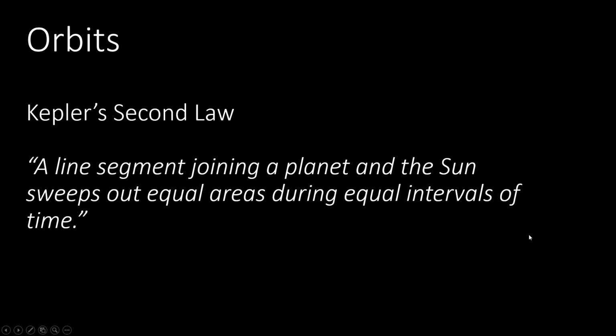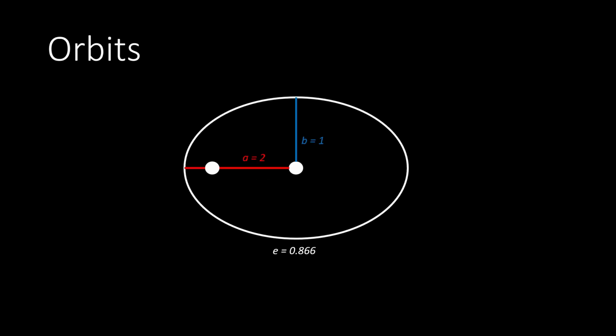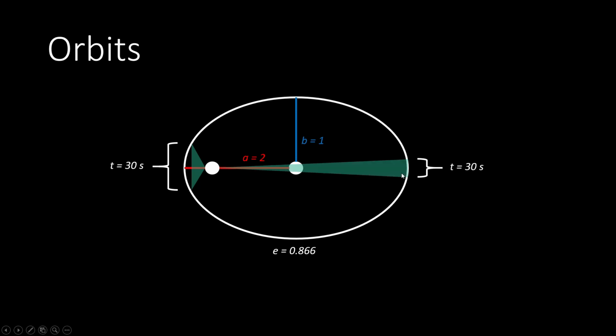This brings us to Kepler's second law, which is that a line segment joining a planet and the sun sweeps out equal areas during equal intervals of time. Specifically, if we have the Earth at the white focus, and let's say a satellite is in the displayed orbit over here, then if it travels the highlighted distance in 30 seconds, the area of this triangle will be equal to the area of the triangle produced by the satellite traveling at the other side of the orbit in 30 seconds. So these two highlighted areas are actually equal.